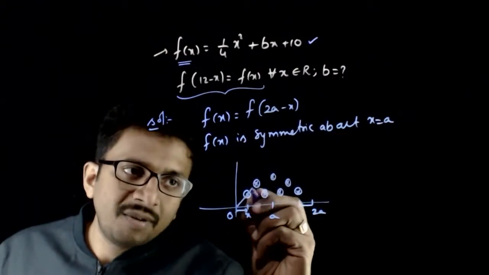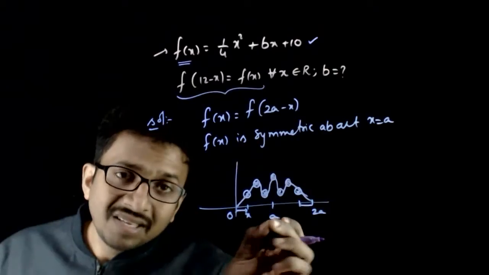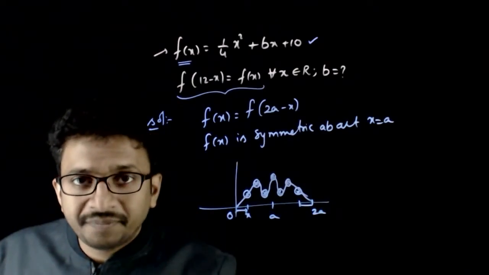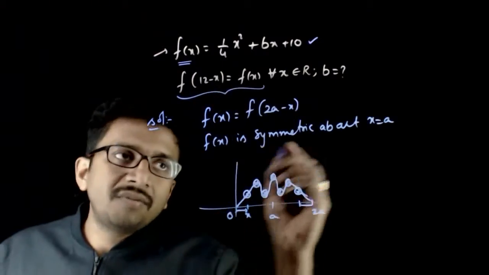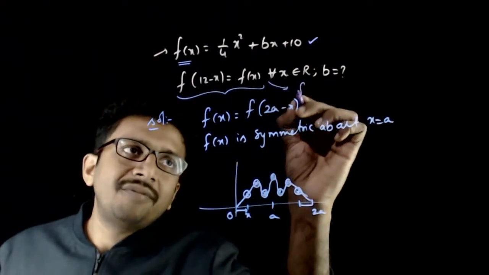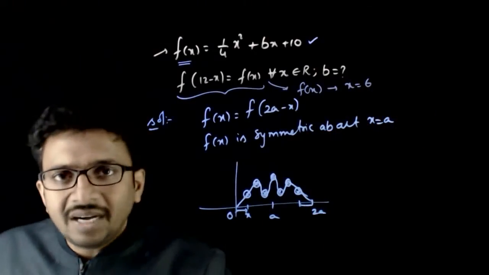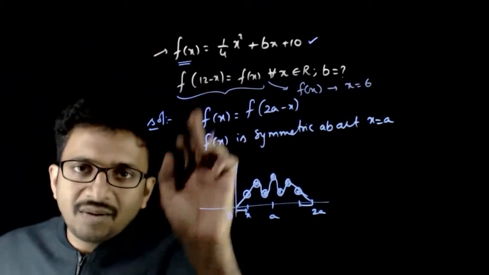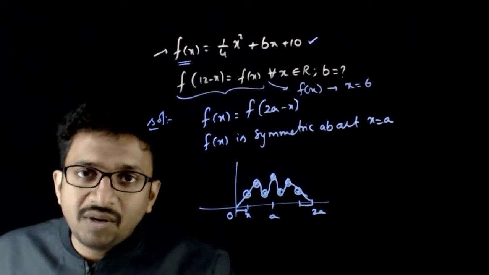So the graph will be symmetric about x is equal to a. So what does this mean? F of 12 minus x is equal to f of x means that f of x is symmetric about x is equal to 6, right? Because this is 2a, a is equal to 6. So f of x is symmetric about x is equal to 6.